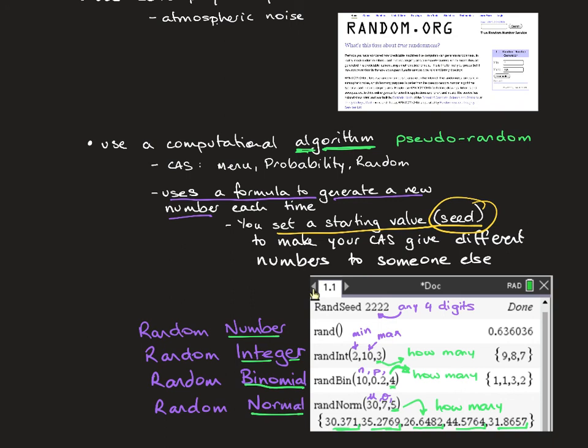There are a couple of questions in the exercise that ask you to use a random number generator. You can use random.org and the noise of the atmosphere, or you can use your CAS calculator. It's completely up to you.